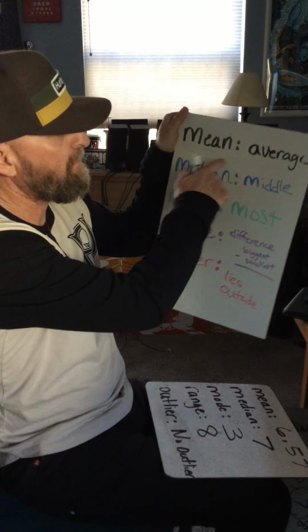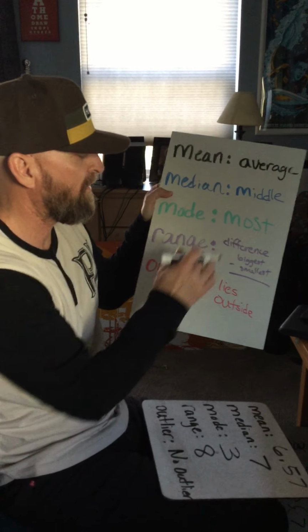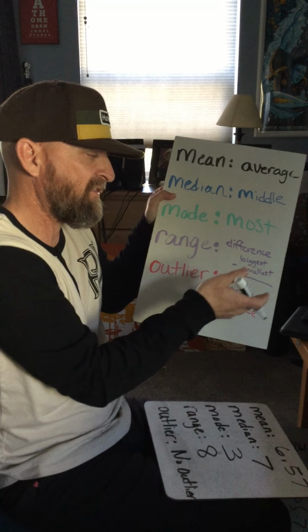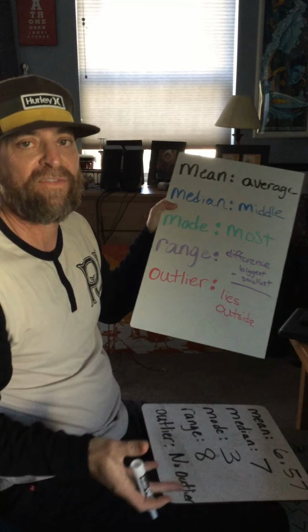And remember, mean means average, median is middle, mode is most, range is the difference. We take the smallest, subtract it from the biggest, and the outlier means lies outside the rest of the data.